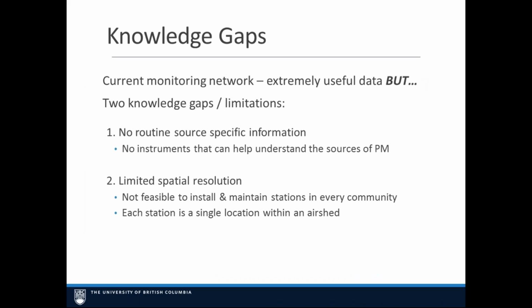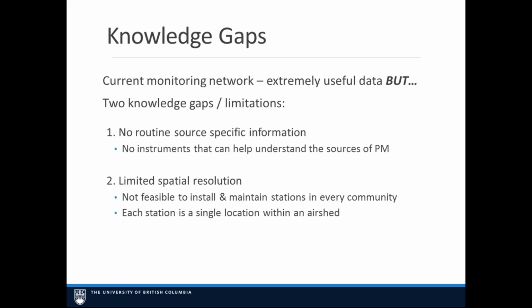So the monitoring network provides extremely useful and valuable data, but there are 2 knowledge gaps that a lot of research is trying to address. Firstly, that there is no routine source-specific information. So instruments are chosen at these sites to monitor the criteria air pollutants, as these are the air pollutants that our targets are set for and that regulations are created to control. The current monitoring data can identify communities with issues, but it cannot provide information on what is potentially causing those problems. Secondly, there is also limited spatial resolution.